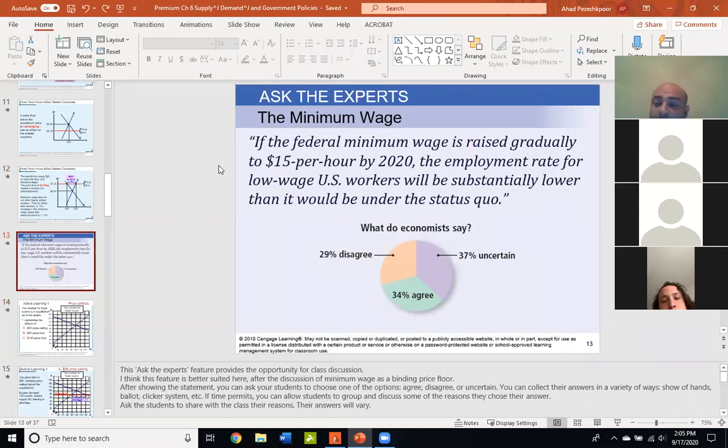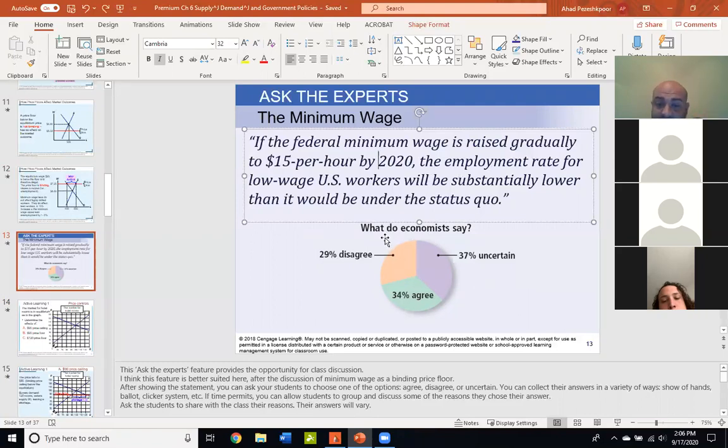If the federal minimum wage is raised gradually to $15 per hour by 2020, we are in 2020, the employment rate for low-wage US workers will be substantially lower than it would be under the status quo. Meaning that if you gradually increase the minimum wage to $15, the unemployment rate for unskilled workers would go up a lot more.